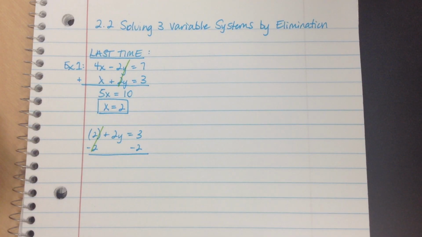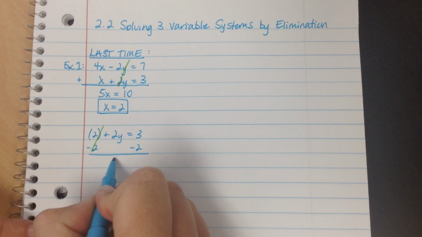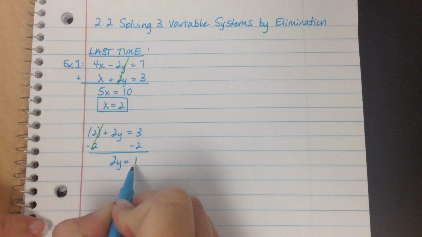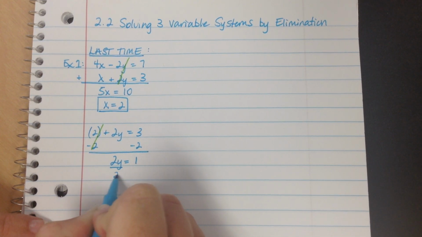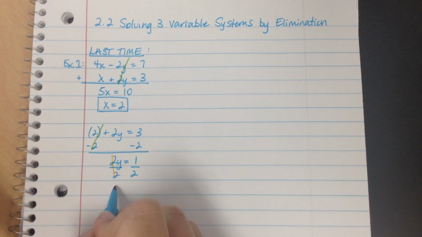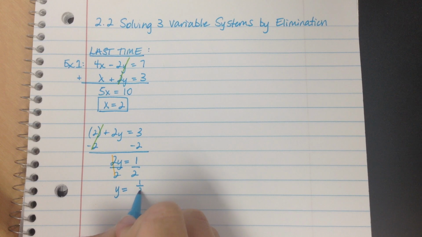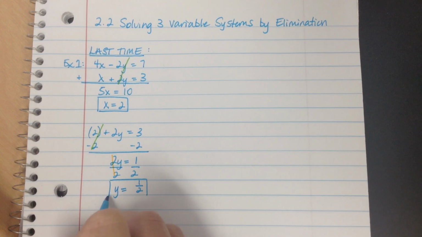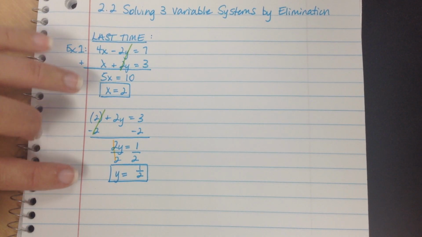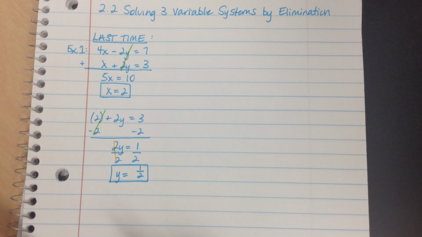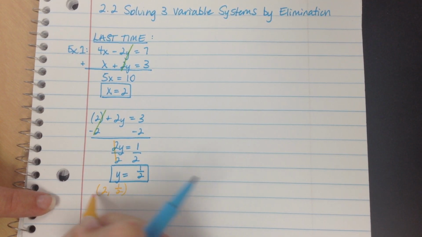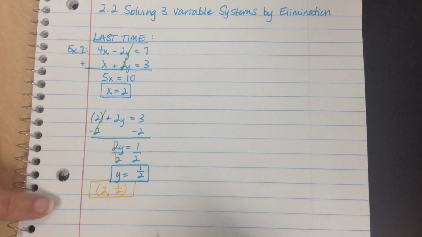The 2's cancel, and I get 2y equals 3 minus 2, which is 1. Dividing both sides by 2. Again, the 2's cancel, and y equals 1 divided by 2, or 1/2. Remember that we always write our answers in an ordered triple or ordered pair. Since we only have two variables here, the answer is going to be written in ordered pair form. It's always x first and then y. This is your final answer for this problem.